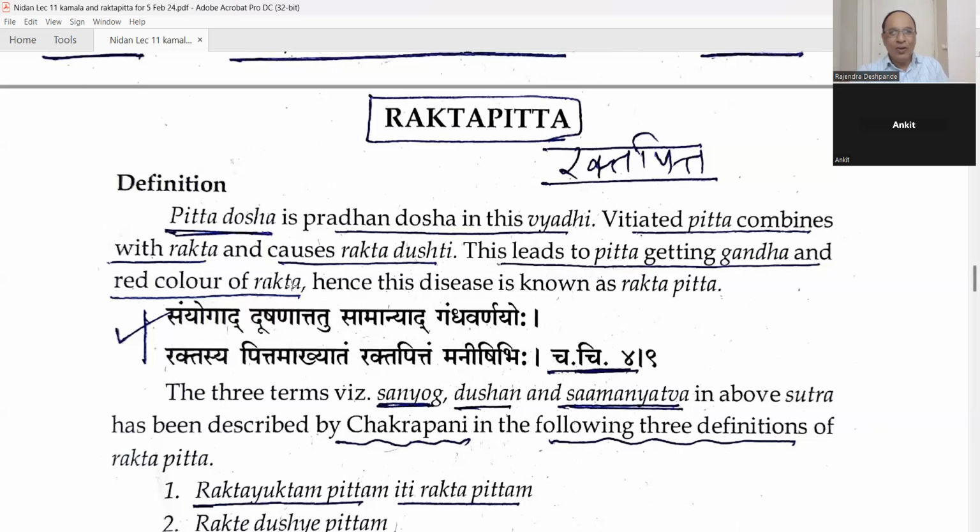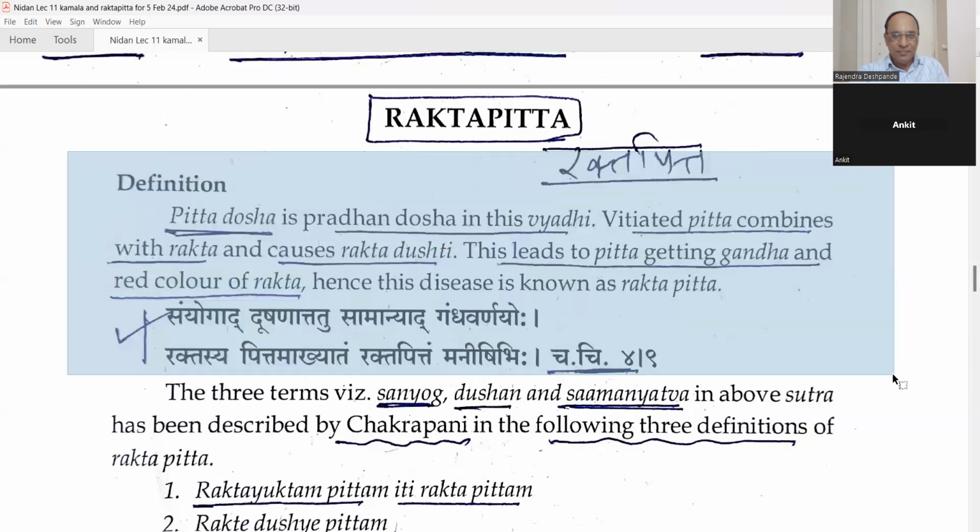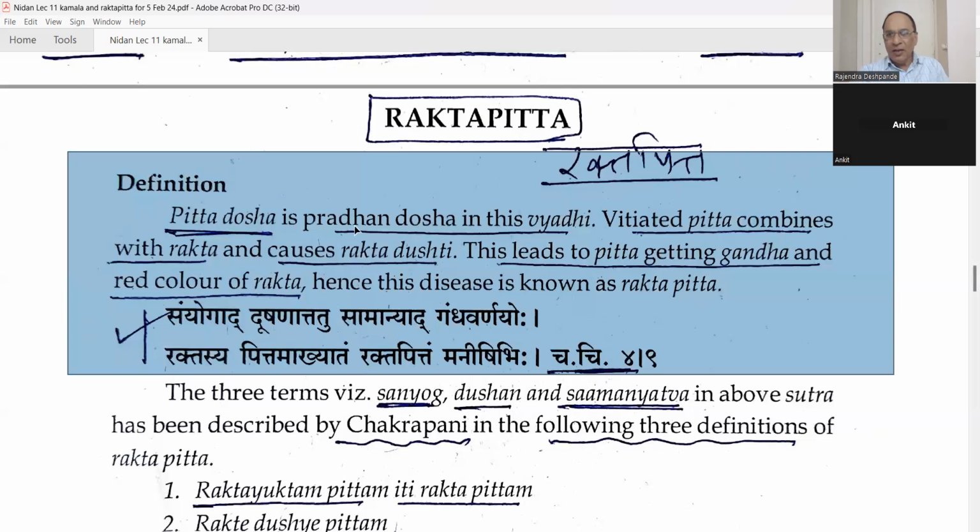Okay, so we will talk about Raktapitta. First is the definition. Pitta dosha is the most important bioenergy in this Vyadhi. Vyadhi means disease. Vitiated Pitta combines with the Rakta and causes the Rakta Dushti.